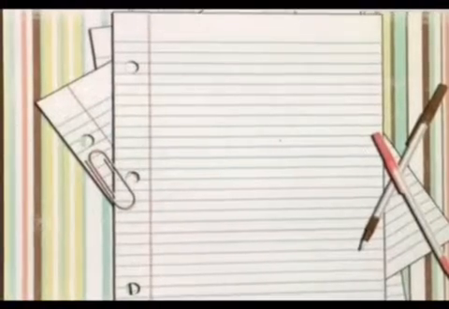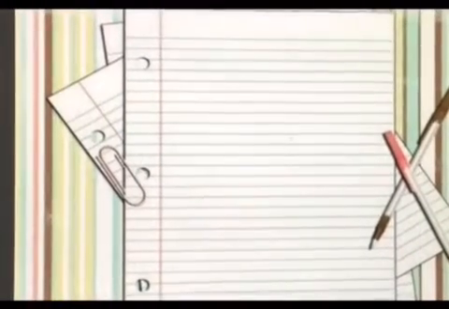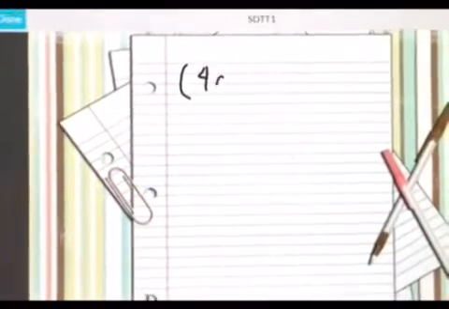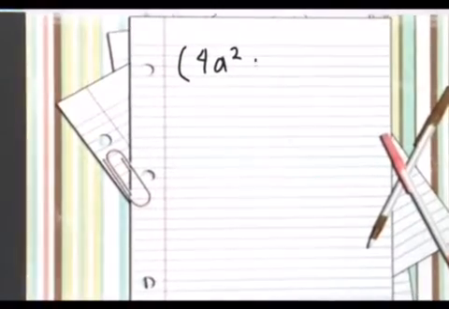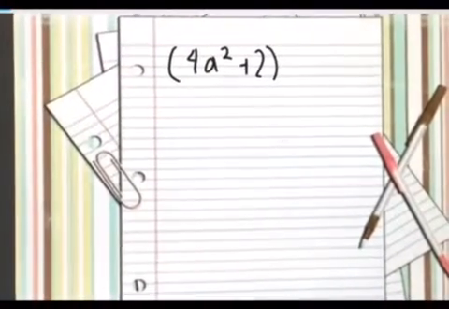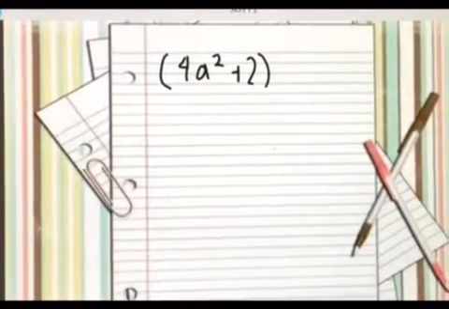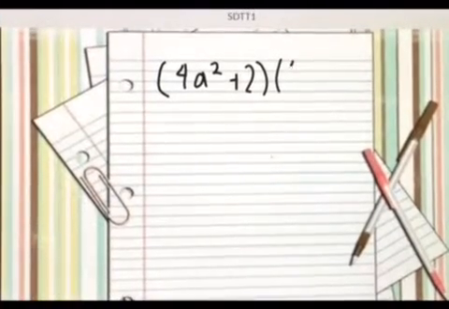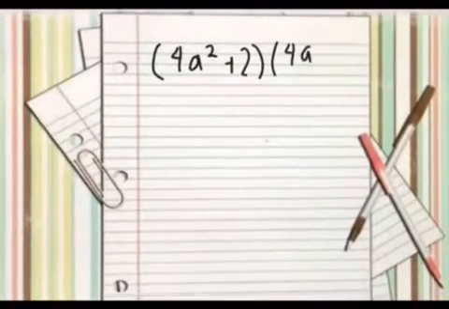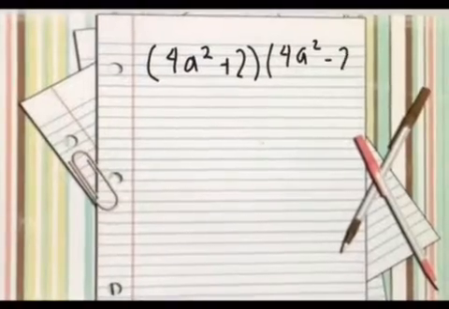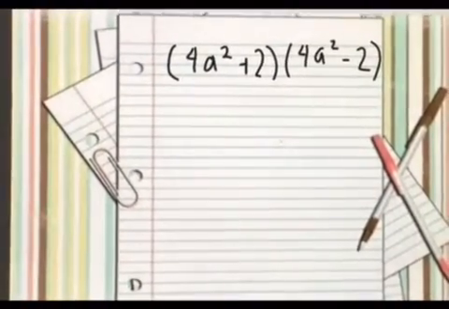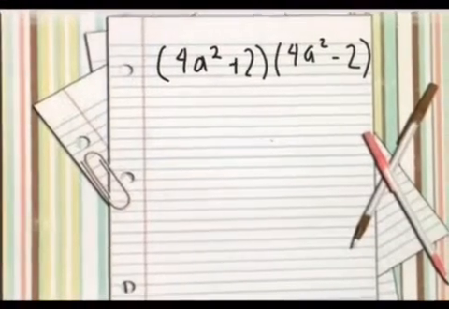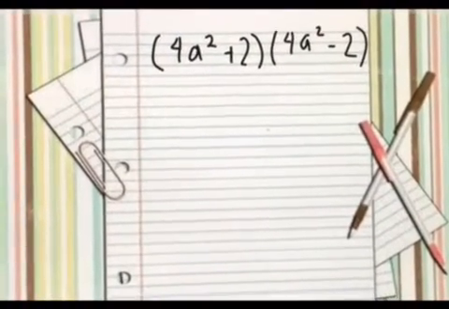Now, for our average question, we write it as quantity 4a raised to the second power plus 2, quantity 4a raised to the second power minus 2. To solve for the SDTT, we follow the following steps.